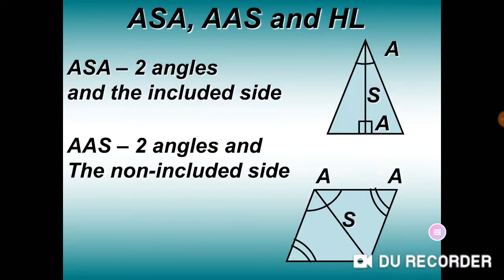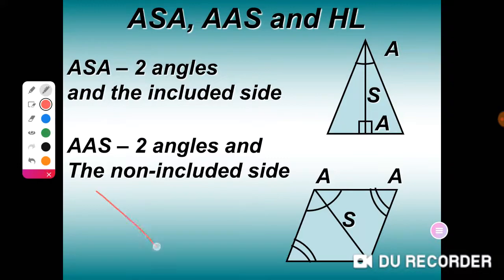Okay, the fourth postulate is angle-angle-side, and that means if you could prove that two angles are congruent and one side is congruent to its corresponding side in the second triangle, you can say the two triangles are congruent. And here we have two angles and a non-included side. Okay, so let's have an example.